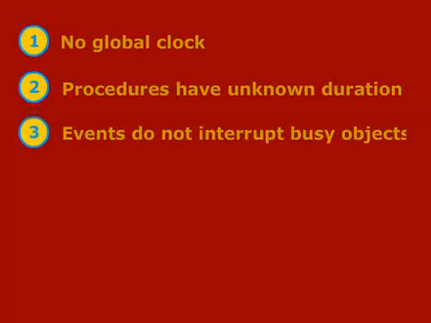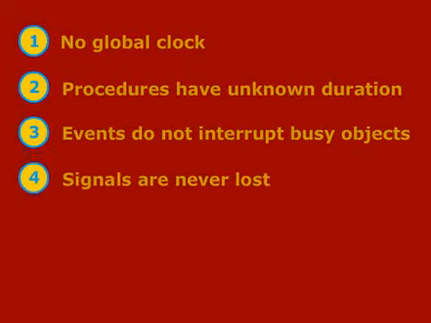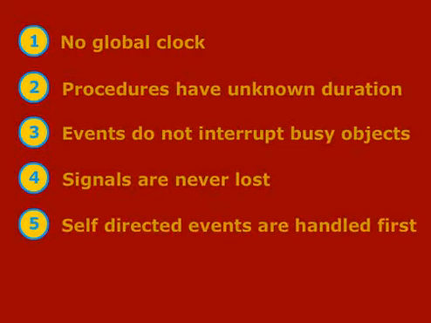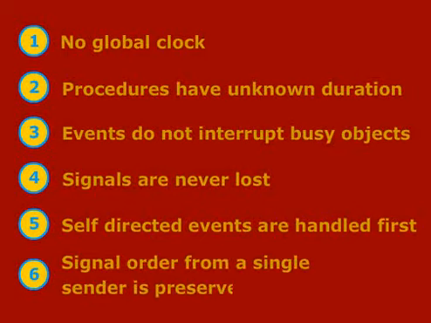Third, events do not interrupt busy objects. Since you cannot use an event to interrupt a procedure, you should break down your states to define the granularity of interruption relevant to the domain you are modeling. Fourth, signals are never lost. We're talking about signals internal to our system, of course. All events received by an object will result in a transition, ignore, or error response. Fifth, self-directed events are always seen before any non-self-directed events. And finally, sixth, signal order from a single sender is preserved.